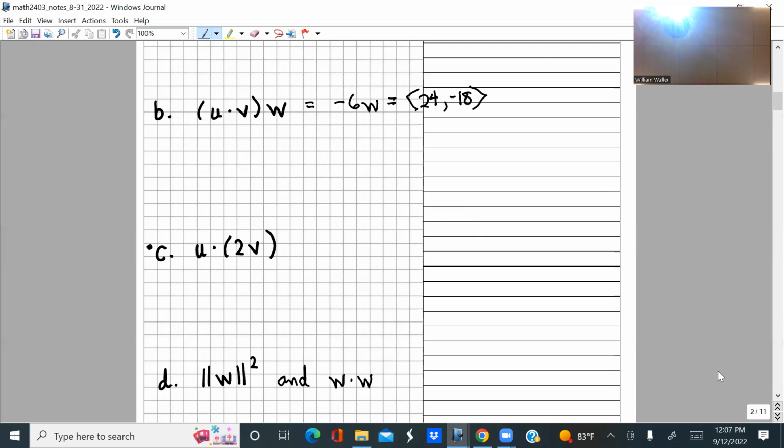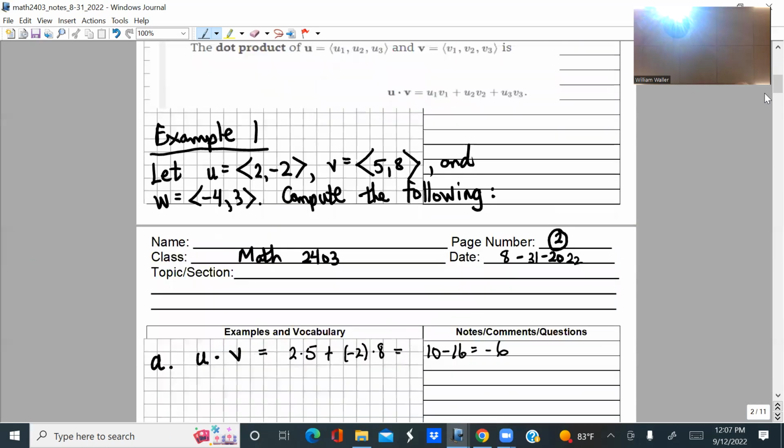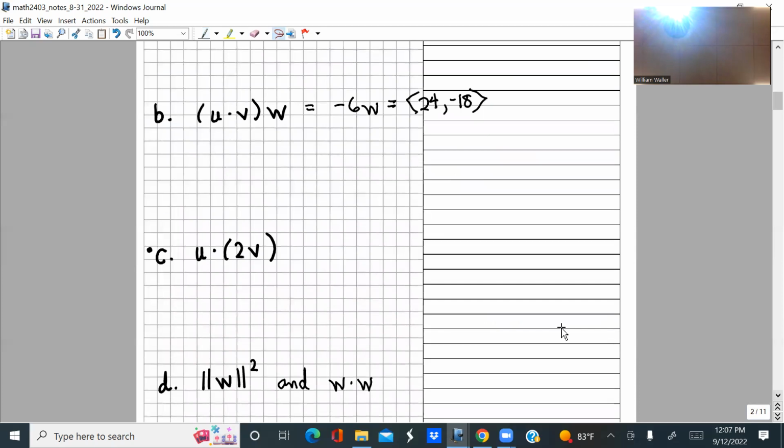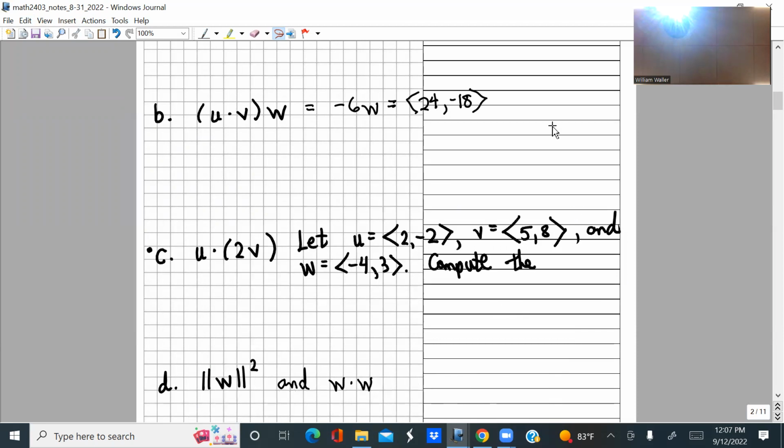Oops. Shall I write these so y'all can see them? Sorry about that. Okay, so there they are. All right. So now see if you can copy this out.